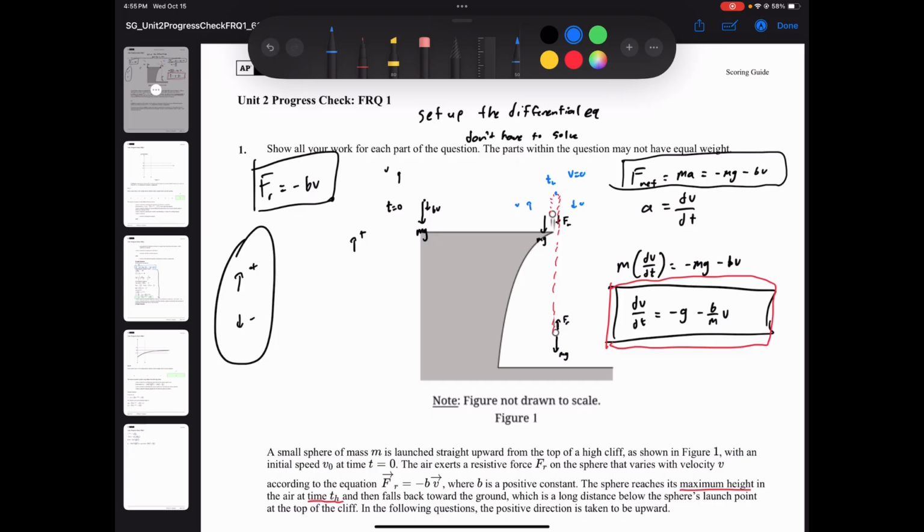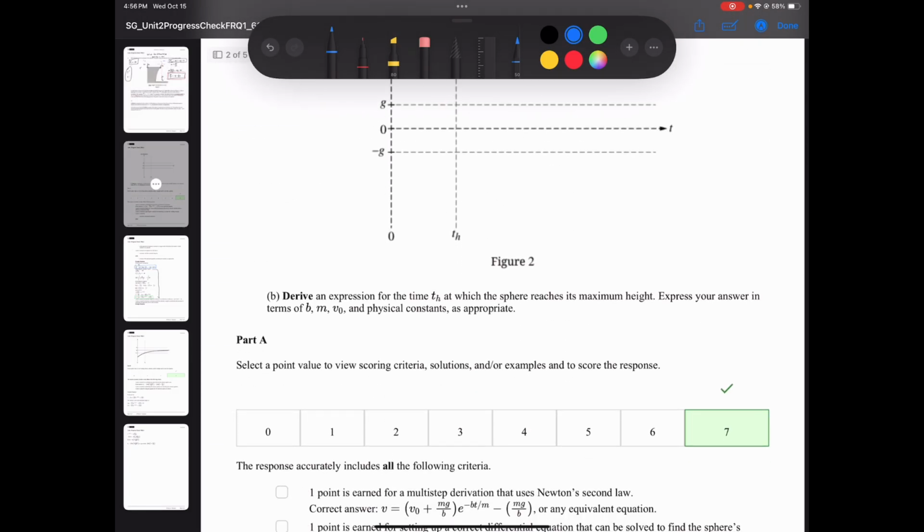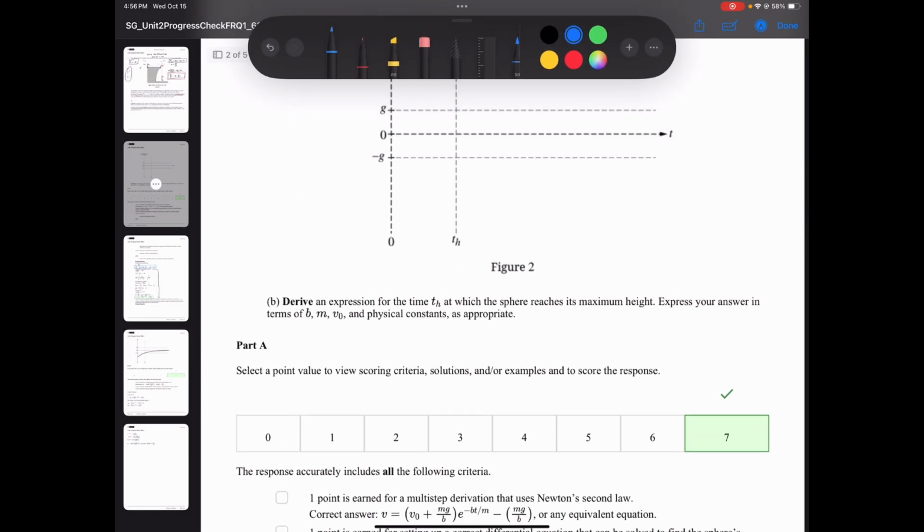The vertical velocity of a free-falling object, when it reaches its max height, is going to be 0 as it transitions from moving upward to moving downward. So that's a critical piece of information that you need. All right. So at max height, at t_H, we know the velocity is 0.